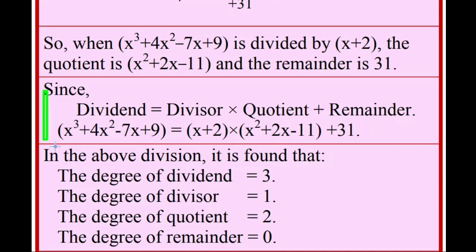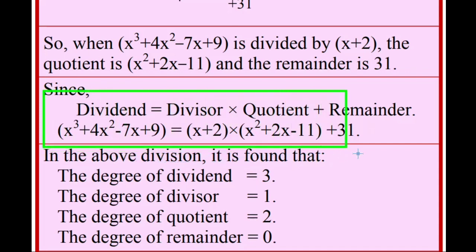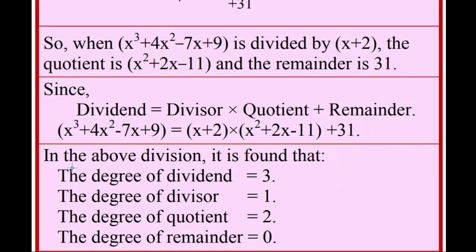We know that dividend is equal to divisor into quotient plus remainder, and the value is written here. You observe this polynomial which is dividend, and then divisor x plus 2, quotient is x square plus 2x minus 11 and the remainder is 31. We find here that the degree of dividend is 3, degree of divisor is 1, degree of quotient is 2, and the degree of remainder is 0.